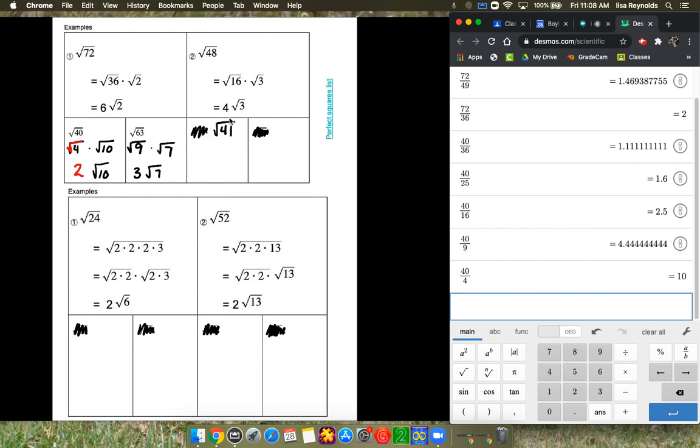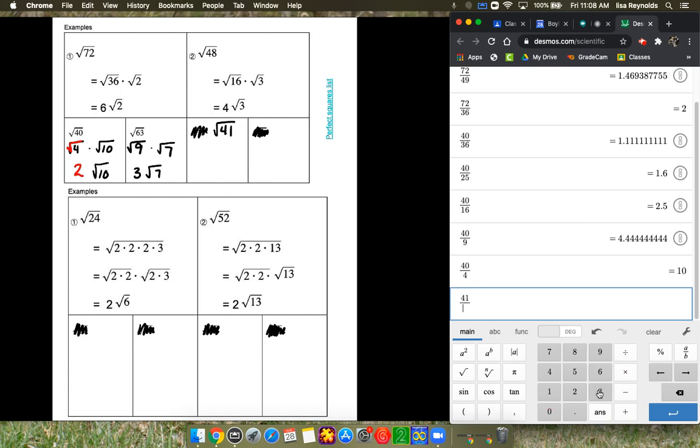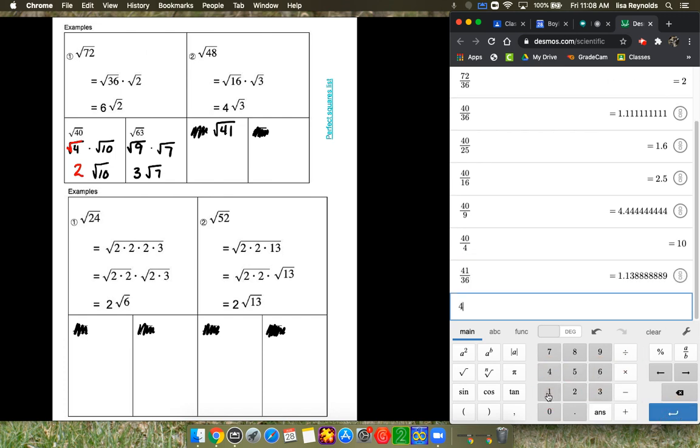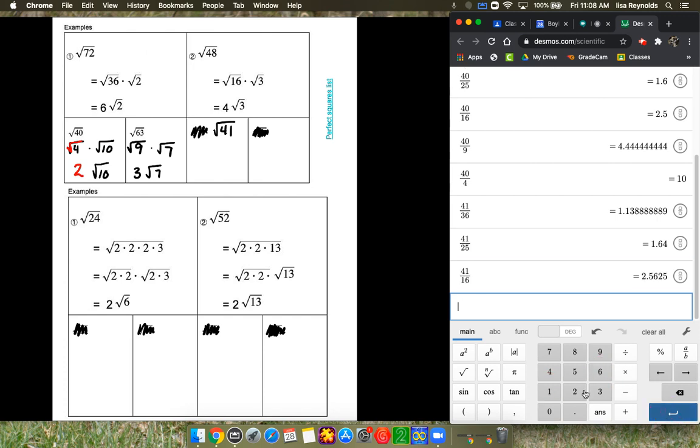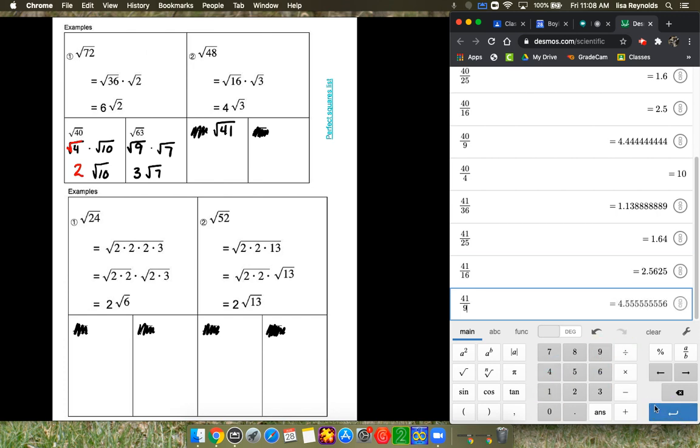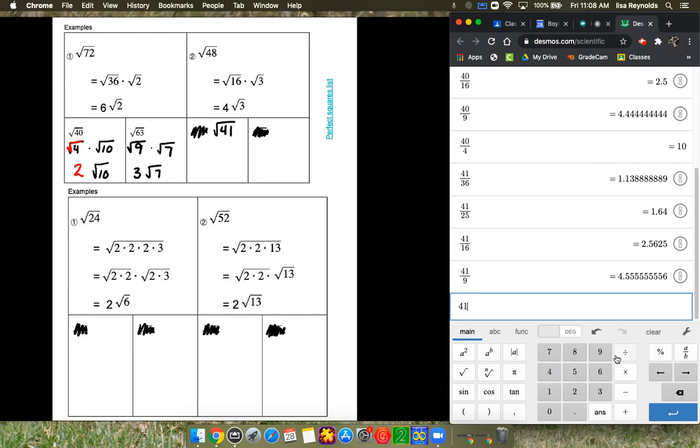Now, not every square root will simplify. So here's an example. This is 41. When I start, 41 divided by 36, I get a decimal. 41 divided by 25, I get a decimal. 41 divided by 16 is a decimal. 41 divided by 9 is a decimal. 41 divided by 4 is a decimal. And the only perfect square left is 1. But if I do 41 times 1, I just get right back to the square root of 41. So this one is already simplified.